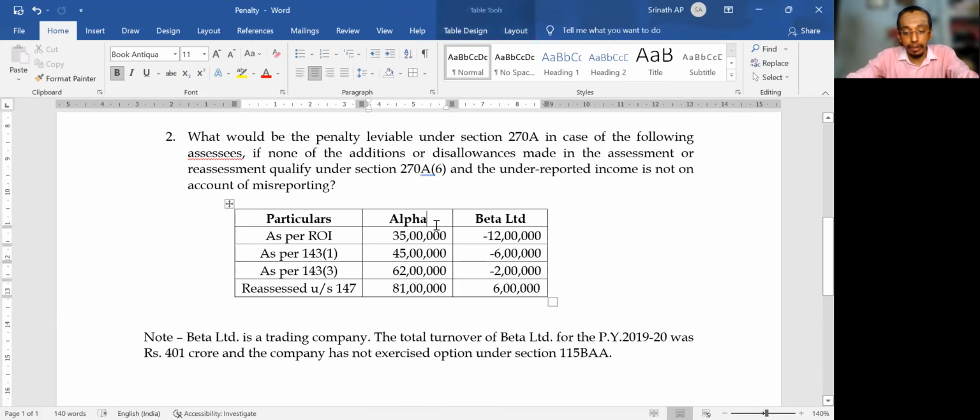Alpha, maybe we can say LLP. Beta limited is a trading company. The total turnover for the earlier year, that is 1920, is 401 crores. The tax is at the rate of 30%. Right. Let's go ahead.